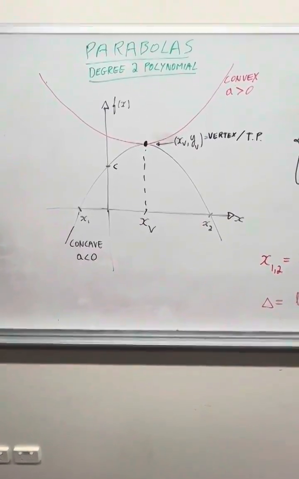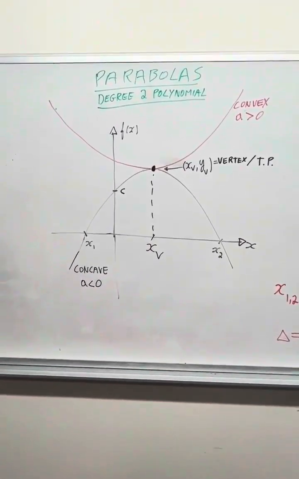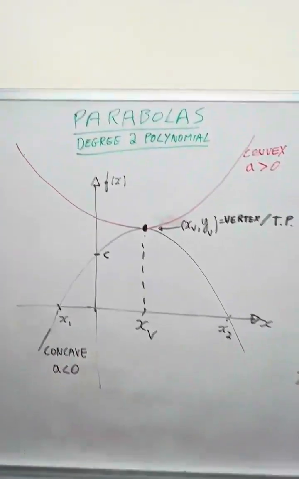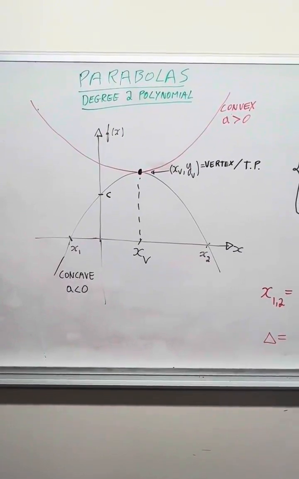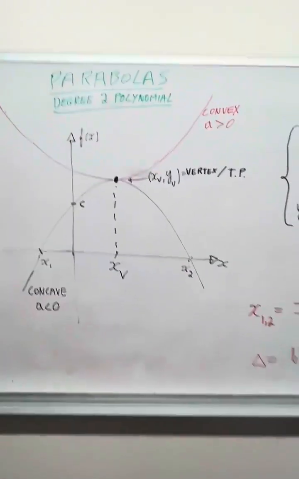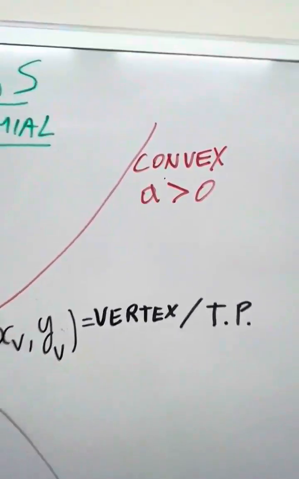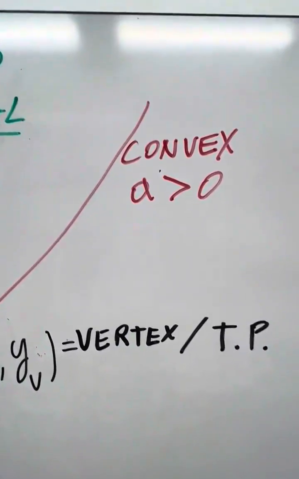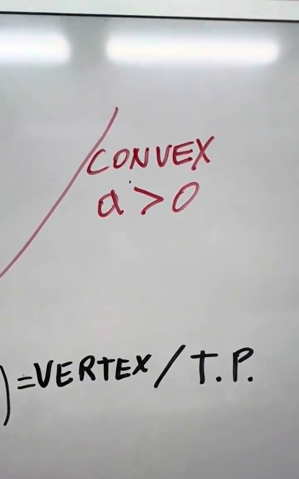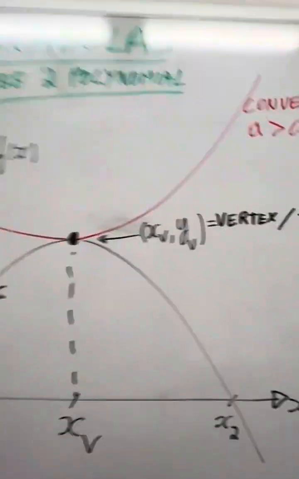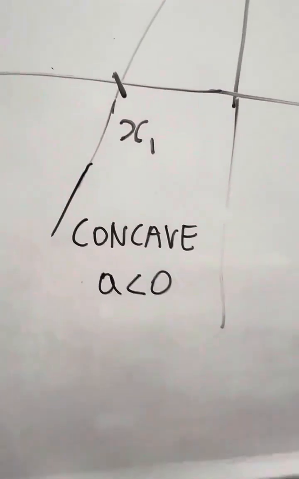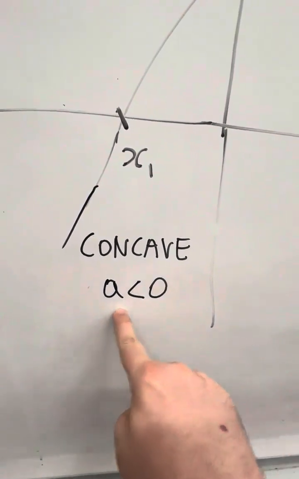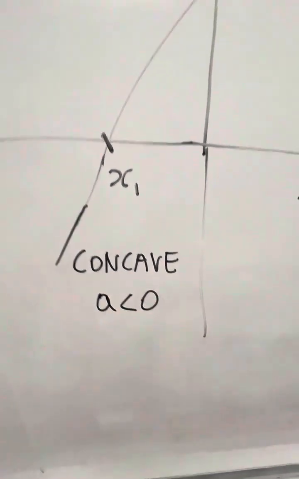Hello. So parabolas are the graphs of degree 2 polynomials. Here I have the graph of two different parabolas, one red and one in black. The red one is convex. The coefficient of x squared, a, is positive. And in black, I have a negative value of a. A is the coefficient of x squared.